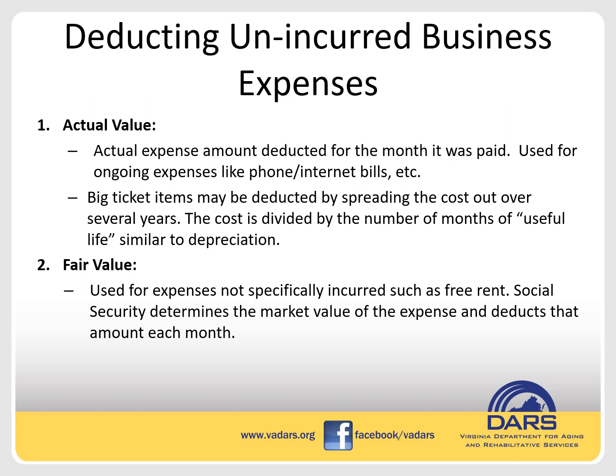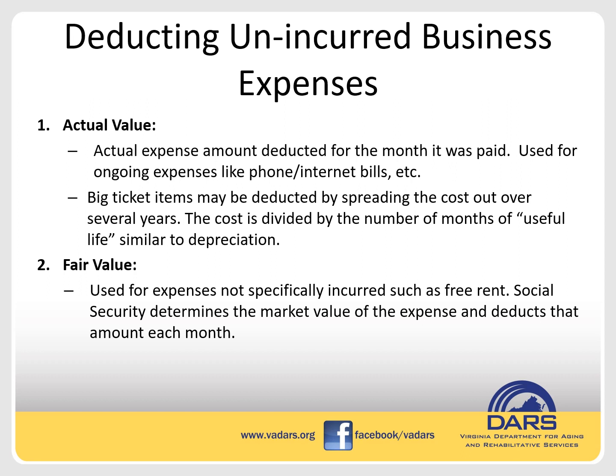When somebody has an unincurred business expense, and that expense is deducted from profits when determining if somebody is over SGA or not, it's usually done in one of two ways. One is by taking the actual value, where the actual expense amount is deducted from the net profits in the month that it was paid. Common examples are monthly recurring charges that don't fluctuate very much, like a phone or internet bill. If that was paid for by VR or another person, it could be considered an unincurred business expense, and the amount would be deducted from the profit in the month that the VR agency or another individual paid for it.